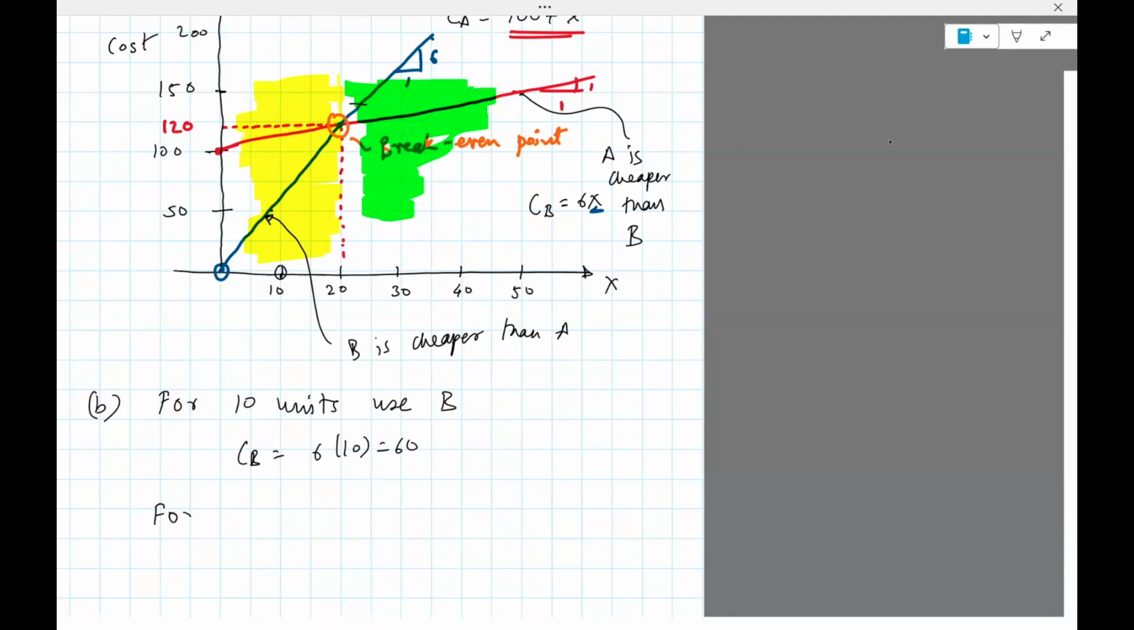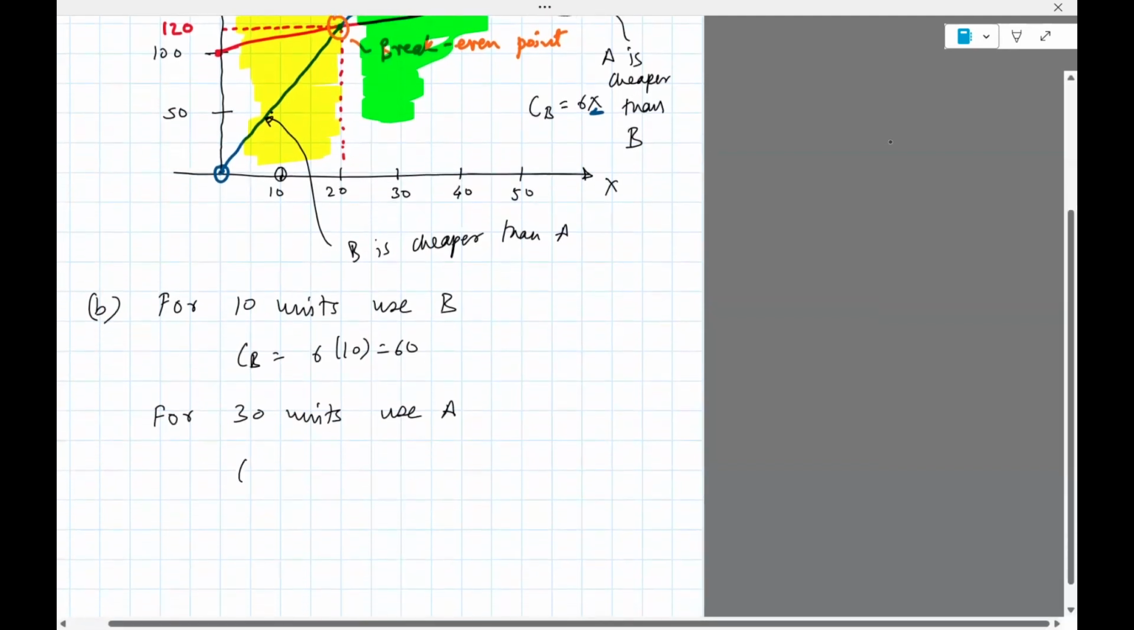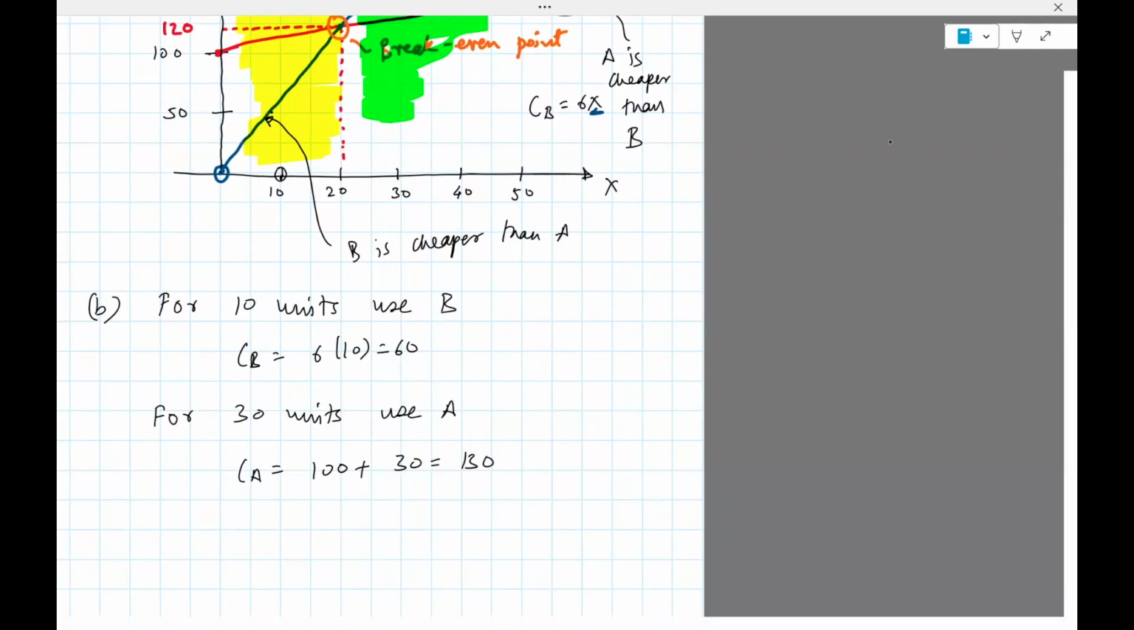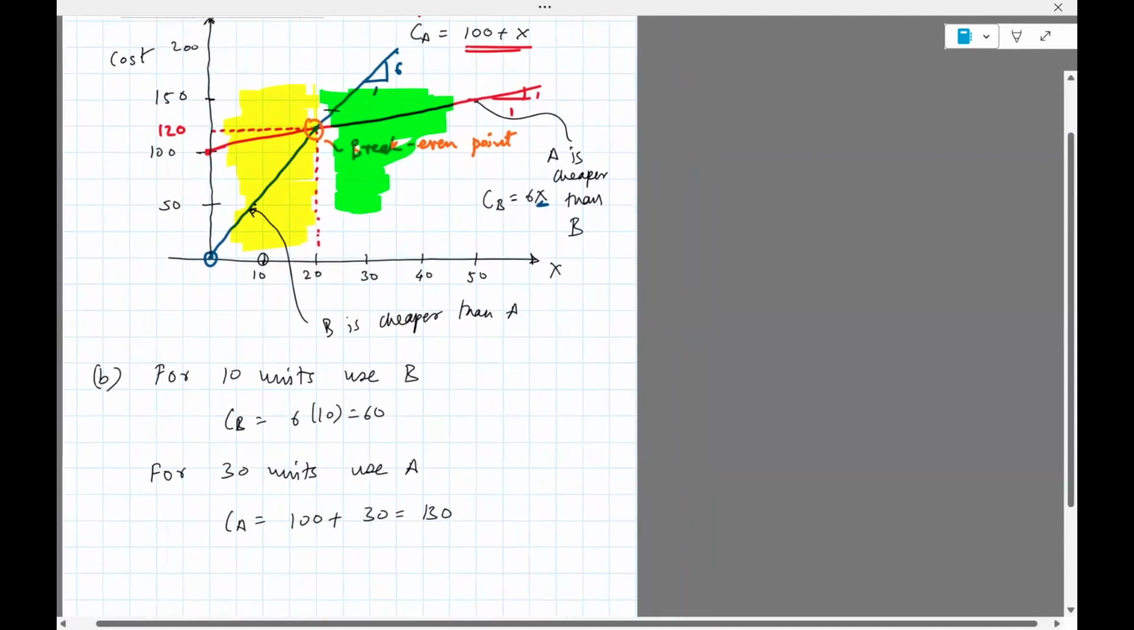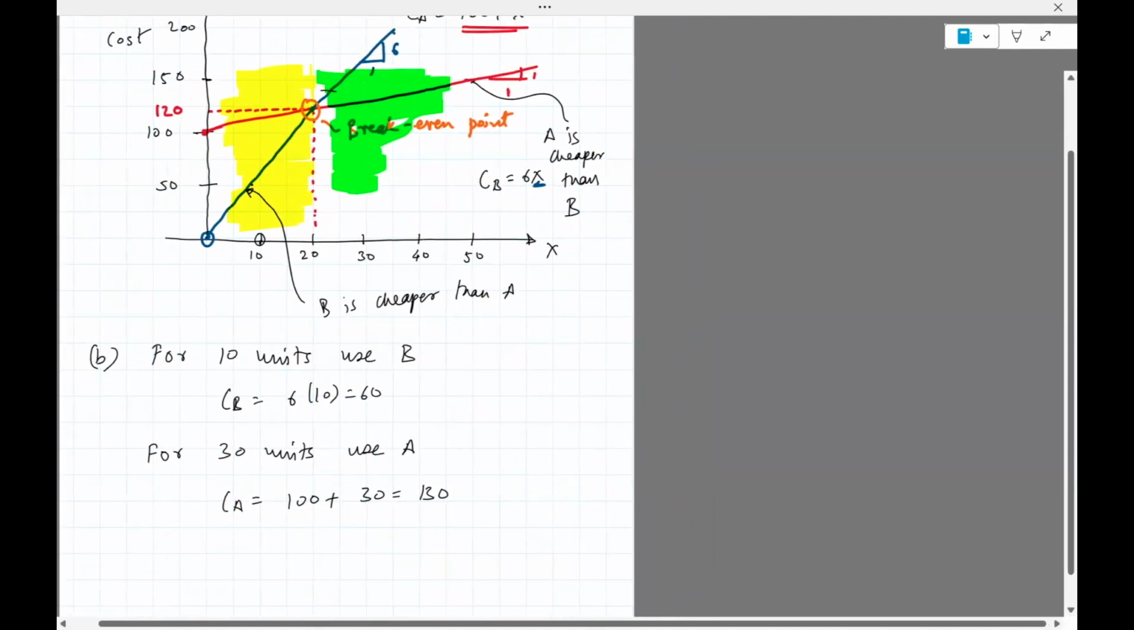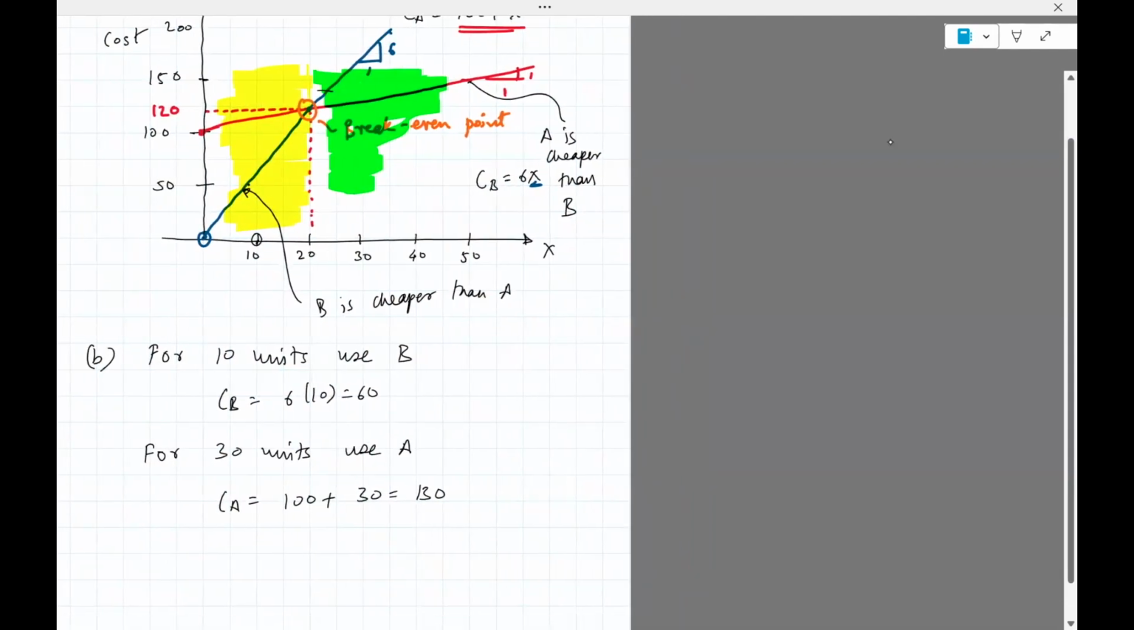And for 30 units, it's right here, in the green region. We'll use A. So the cost is CA equals 100 plus 30, which is 130. If you do it anywhere else, for example using A for 10 units, you'll incur a higher price than you would for B.